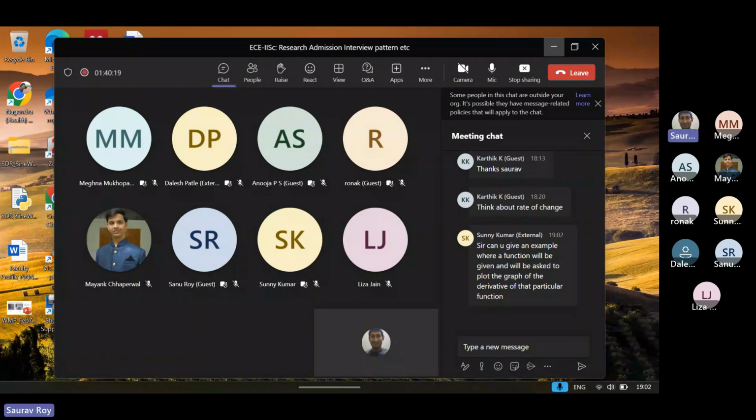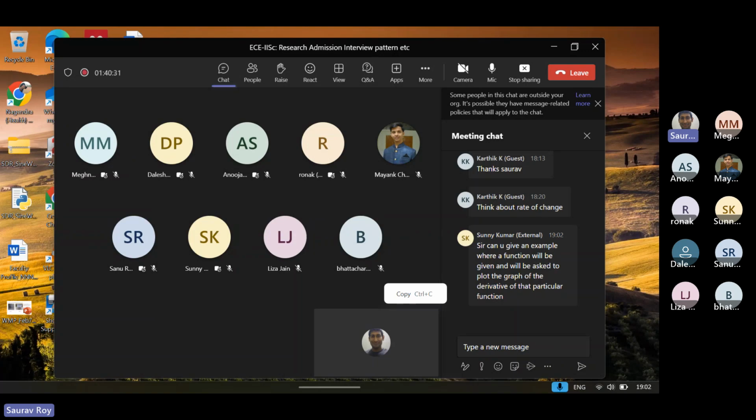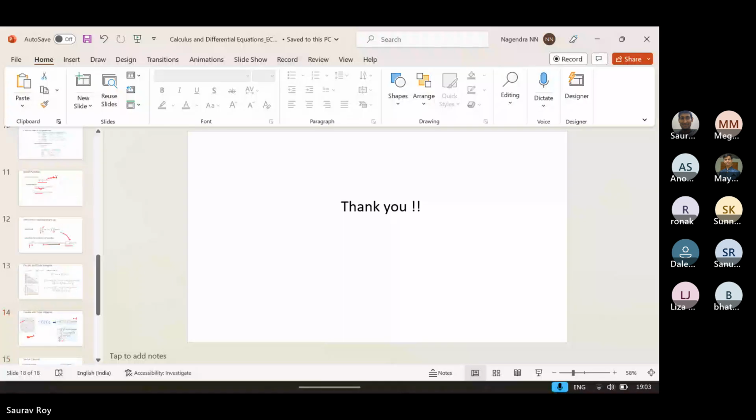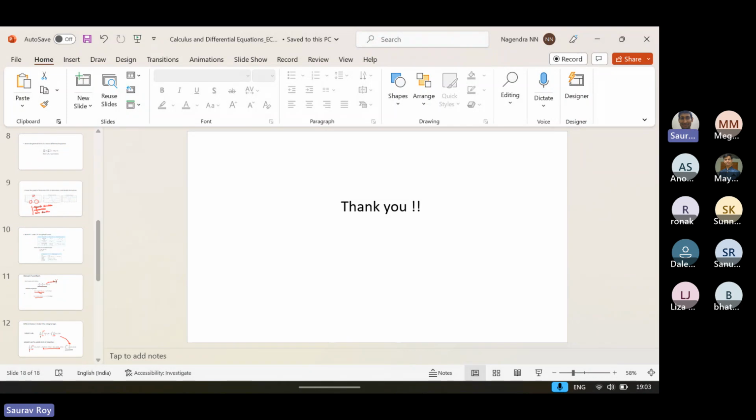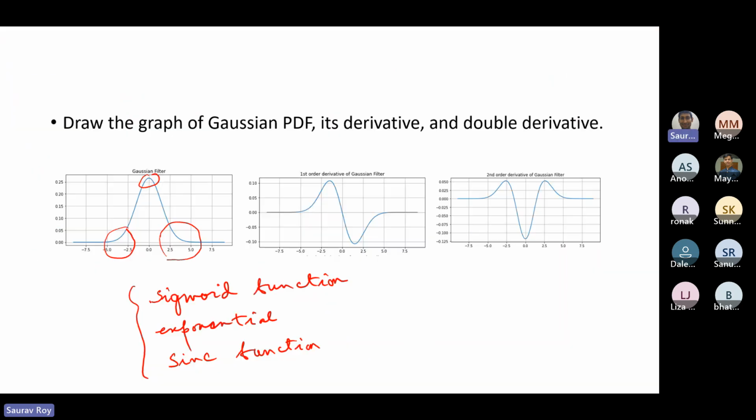Sunny has asked, can you give an example where a function will be given and you will be asked to plot the graph? Yeah, we have already shown that. I think you joined late. There is one plot where Lisa talked about the Gaussian curve and its first order and second order derivatives. So maybe I'll go to that once again for you. Yeah, this was the slide for Sunny.